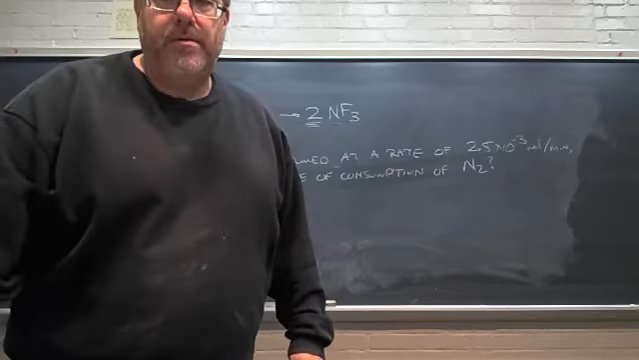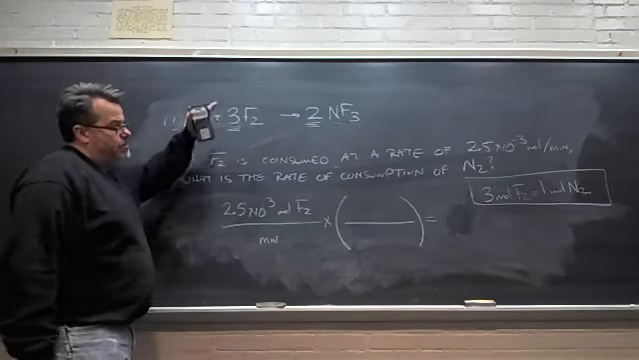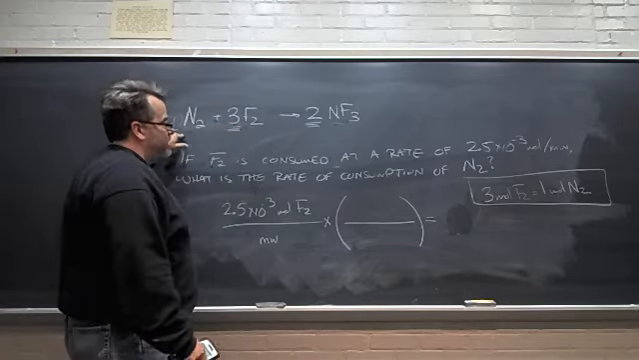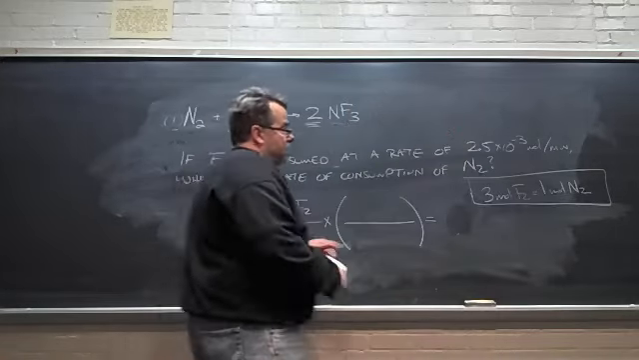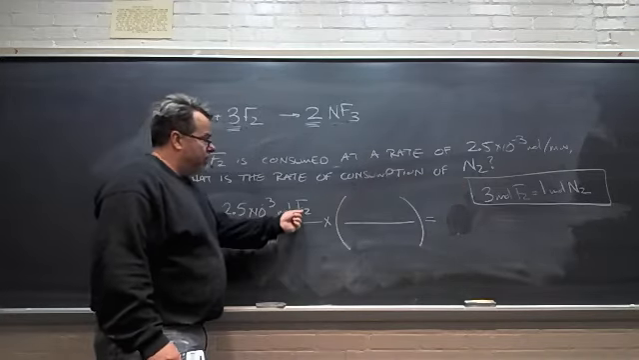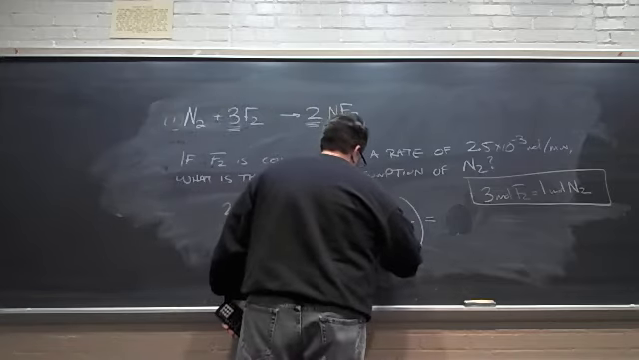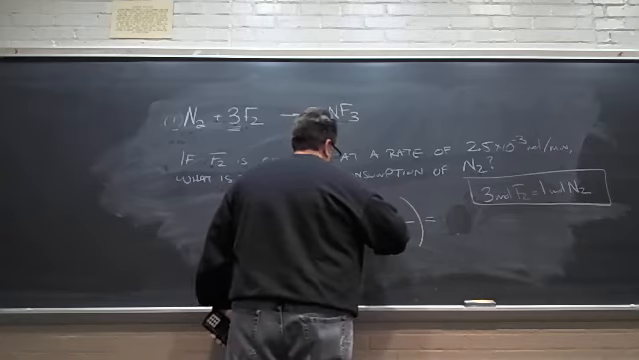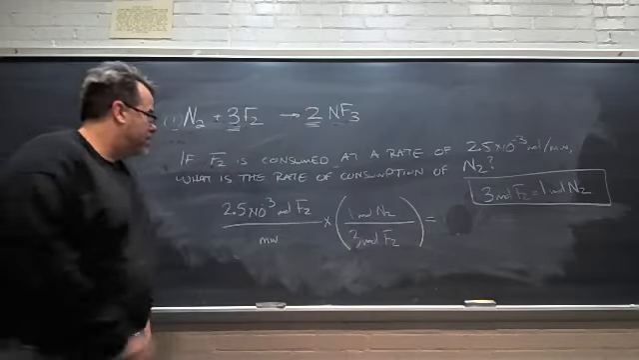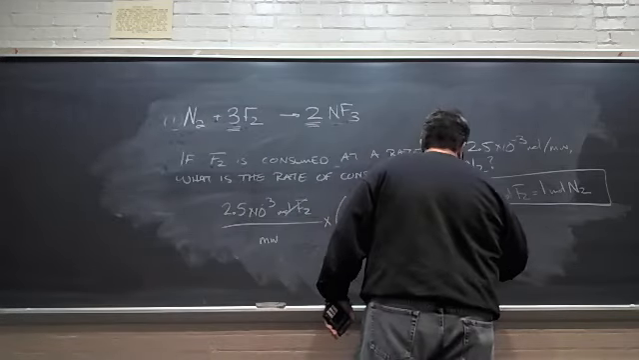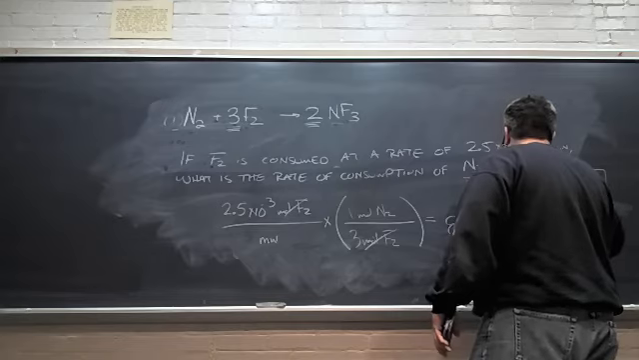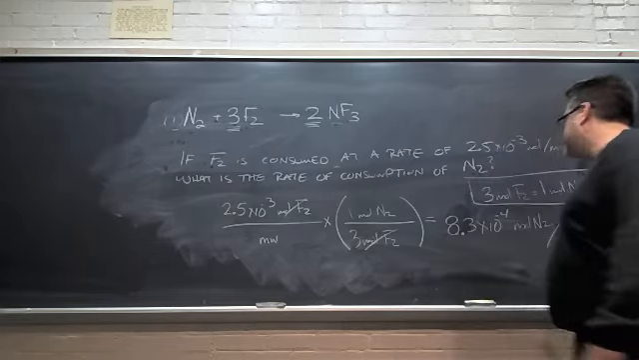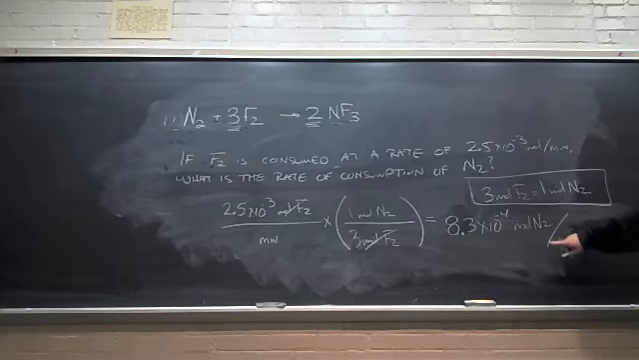I'll put my solution up here on the board. Okay, so I did this the same way as last time. We're comparing the rate of fluorine and nitrogen. So I wrote down this little stoichiometric relationship: 3 moles of fluorine equals 1 mole of nitrogen. So I can use this as a conversion factor. I want to change moles of fluorine to moles of nitrogen, so I'll put 3 moles of fluorine down here, and 1 mole of nitrogen up there. Let's cancel out. And that gives me 8.3 times 10 to the minus 4 moles of nitrogen per minute. All right, lovely.